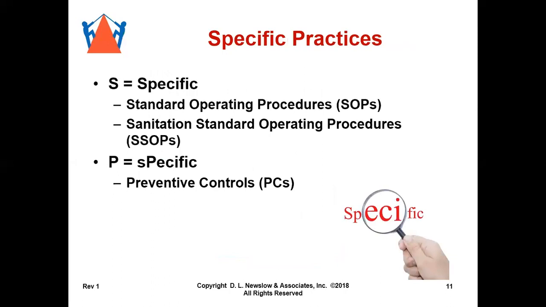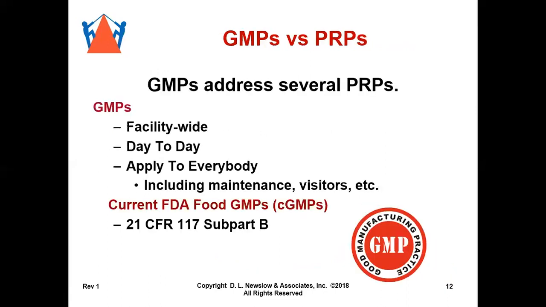And S stands for specific practices, such as standard operating procedures and sanitation standard operating procedures, known as SSOPs, and preventive controls. You can consider the P in specific as relating to preventive controls, which is directly related to the FSMA requirements, the Food Safety Modernization Act.